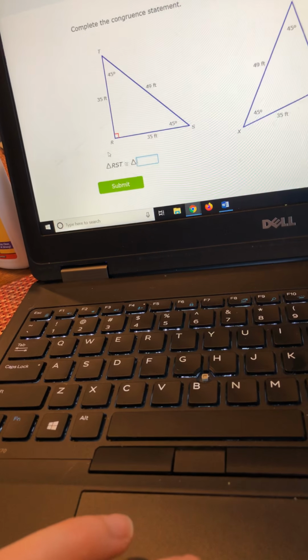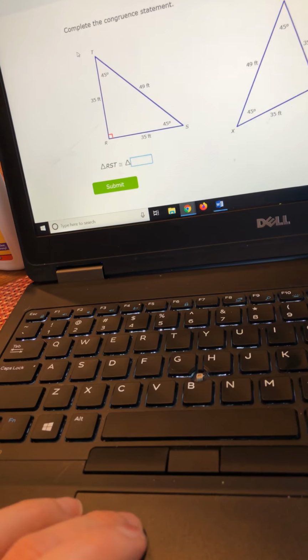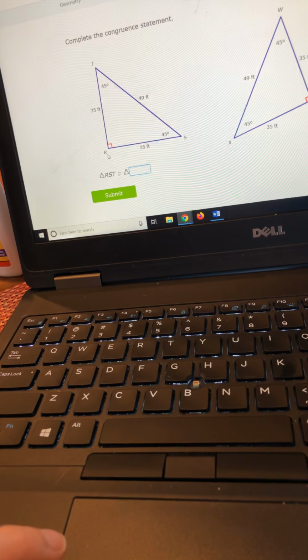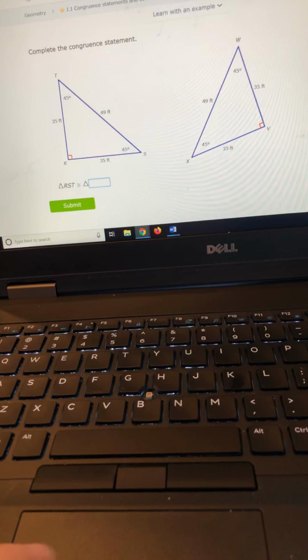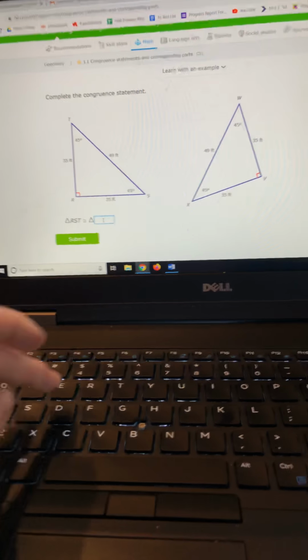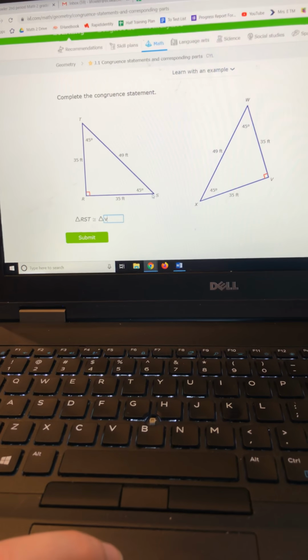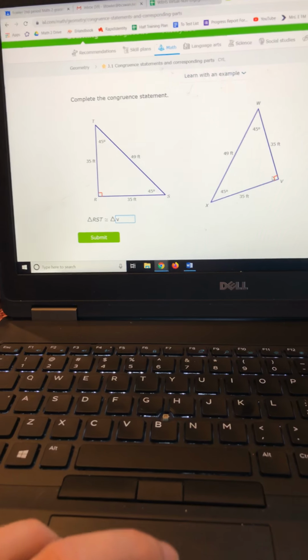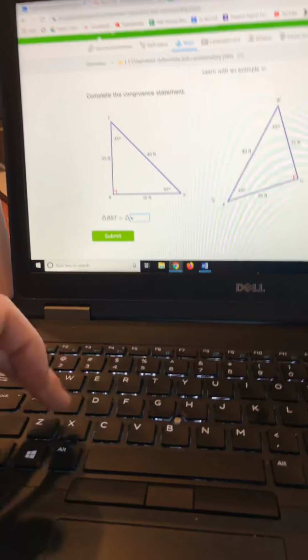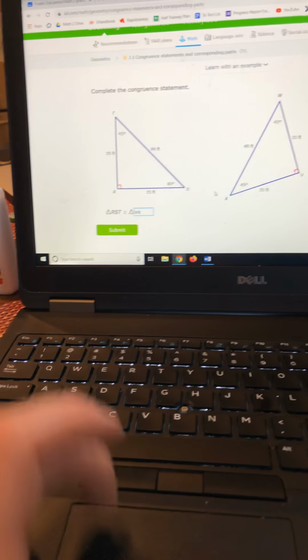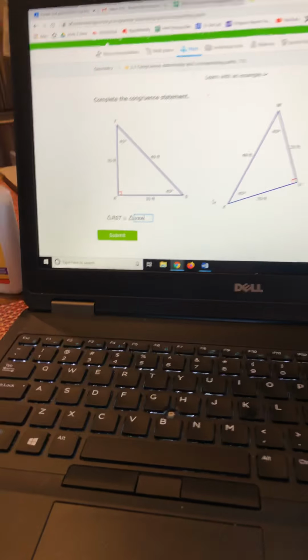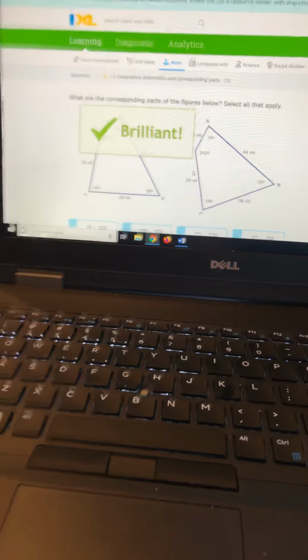So it says R to S to T. So it will start with R, okay, and that matches up to the other right angle, V. Okay, S is the 45 over here. So we're going to go to a 45. So let's go to X. You could have gone either way because both angles are the same. And then W. Okay, you do not have to capitalize. You could just hit submit.